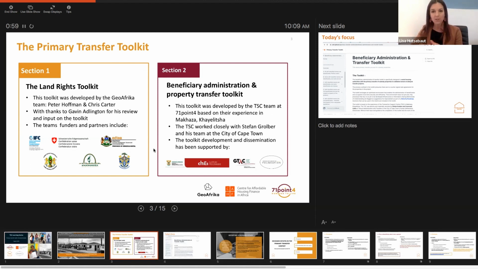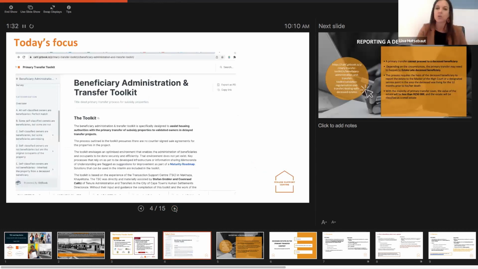What we're going to be dealing more with today is the second part of the toolkit, which is the beneficiary administration and transfer toolkit, which looks at basically once your land is in order and your land is transferable, what is happening on the beneficiary side? So are the correct beneficiaries identified? Are those beneficiaries available? Are those beneficiaries still alive? And can transfer happen to those beneficiaries? So we basically put together section 2, which is the beneficiary administration and transfer toolkit.